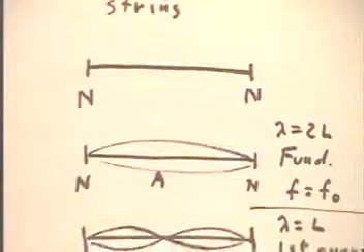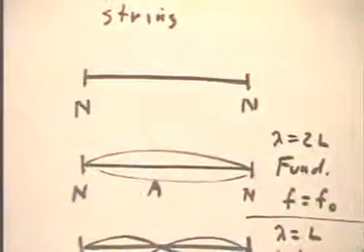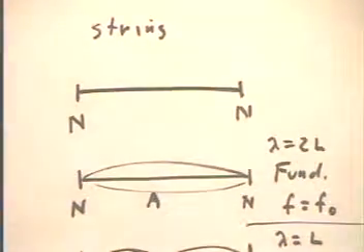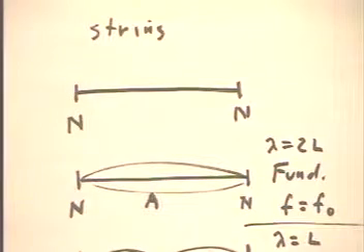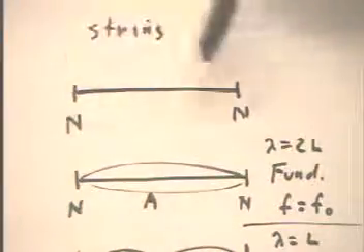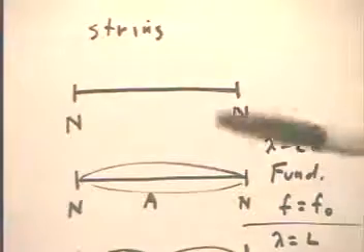Let's look at the natural modes of vibration in a string. We're going to look once more, and we're going to look at how the natural modes compare with each other. Okay, in a string, we have nodes at both ends. Let's assume that the string is fixed at both ends, so we have nodes at both ends.